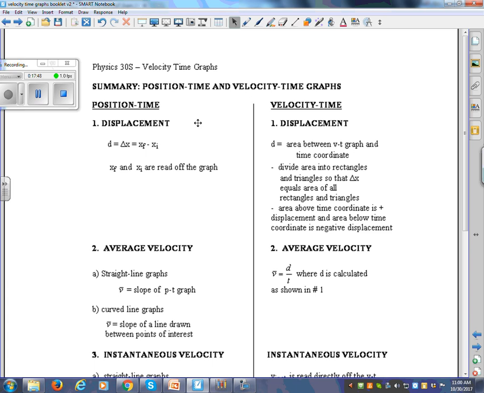So, down the left-hand side is all position time graphs. Here's how to do it. If you have a position time graph and you're asked to find displacement, you simply read the final positions off the graph.